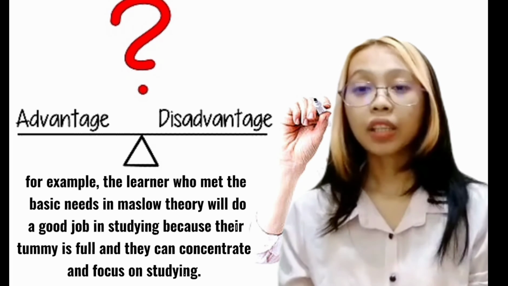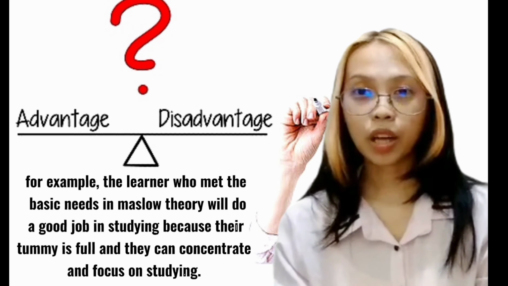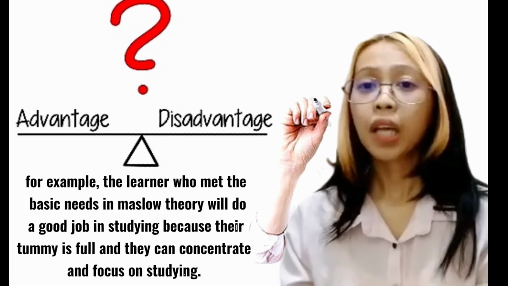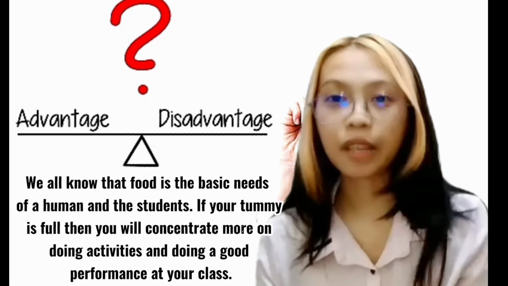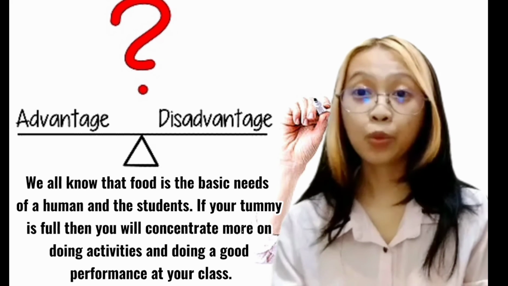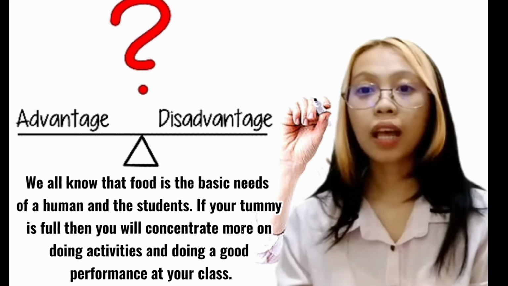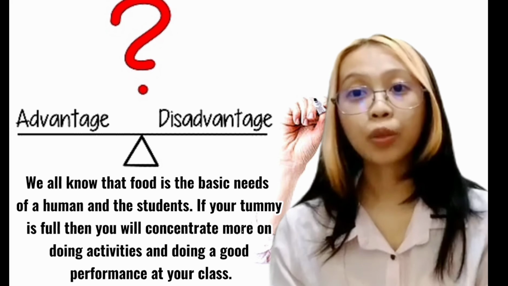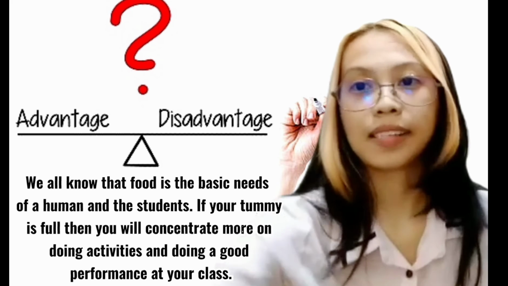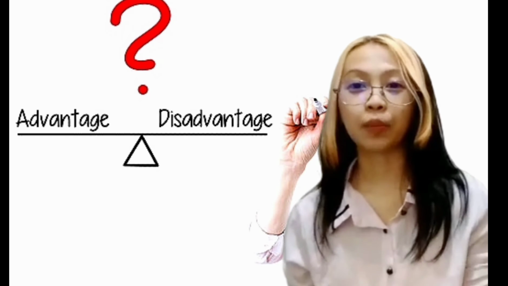For example, the learner who meets the basic needs in Maslow's theory will do a good job in studying because their tummy is full and they can concentrate and focus. We all know that food is necessary for us. This is our basic need as a human and as a learner. If your tummy is full, then you will concentrate more on doing activities and performing well in your class. So, because there is an advantage, there is also a disadvantage of this theory.